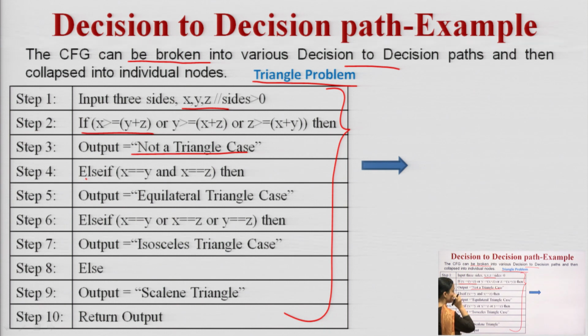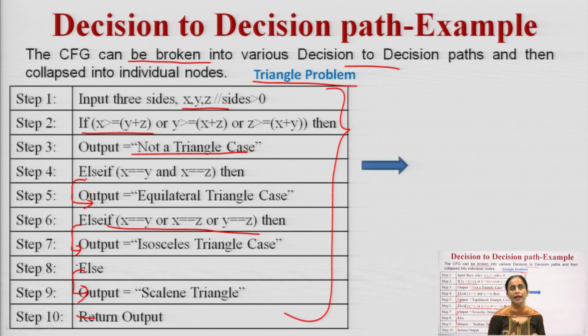Else if x is equal to y and x is equal to z, then equilateral triangle. Else if this is the case, then isosceles triangle, else scalene triangle, and return output. So, these are the steps written for the triangle problem, and 4 situations can happen as per this algorithm. So, let us draw the decision to decision graph. Here I have taken one step.